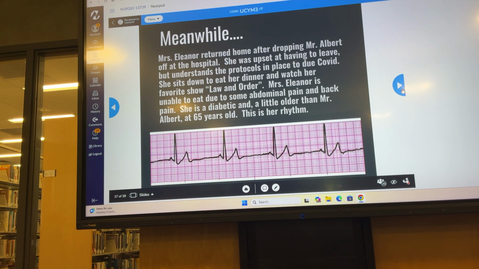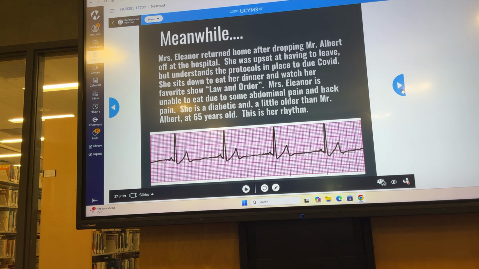She sits down to eat her dinner and watch her favorite show. Obviously, it's Law and Order, right? Mrs. Eleanor is unable to eat due to some abdominal pain and back pain. She is diabetic and a little older than Mr. Albert. She's 65 years old.